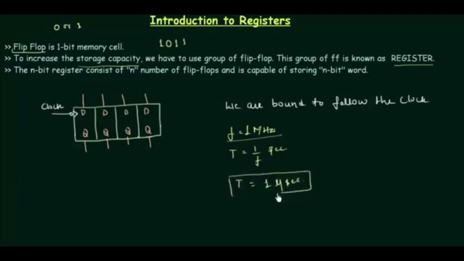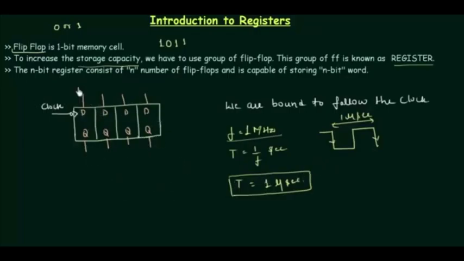So the time period is 1 microsecond, and after 1 microsecond we will have the falling edge. It is negative edge triggered, so we will have the falling edge like this. These are the two falling edges, and the time is 1 microsecond. So after every 1 microsecond, whatever you store in these flip-flops will get changed.